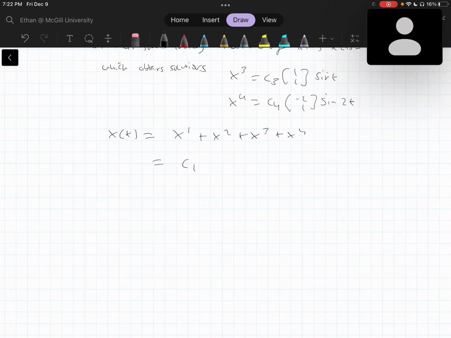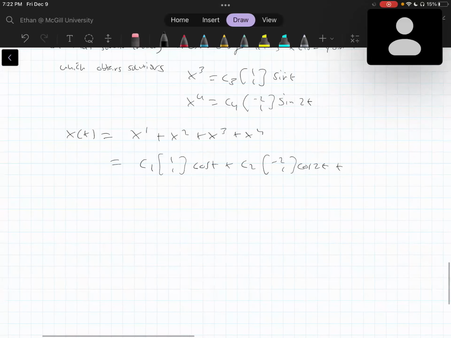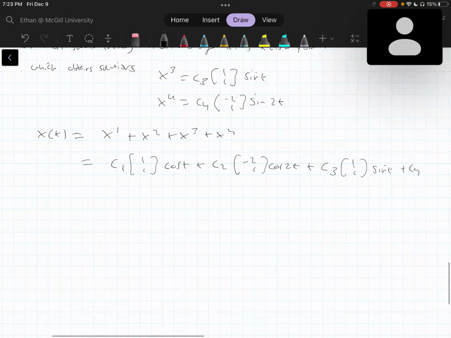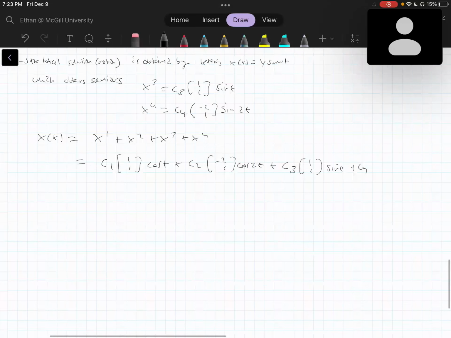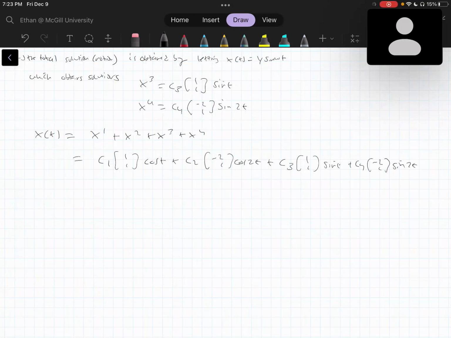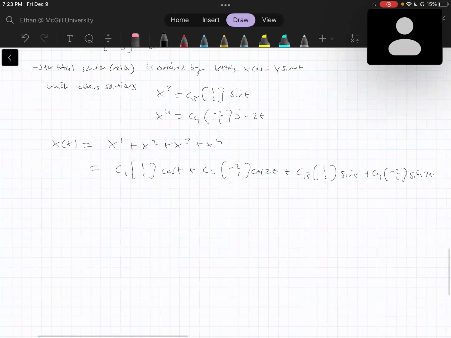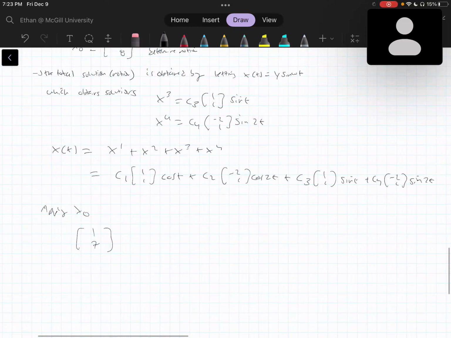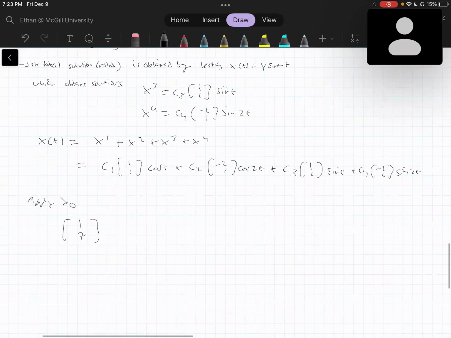Writing that out properly, we're going to get C1 (1, 1) cos t plus C2 (2, 1) cos 2t plus C3 (1, 1) sine t plus C4 (2, 1) sine 2t. Now we apply the initial displacement. We're going to get (1, 7), x naught, obviously when t is equal to 0. So all the sine terms disappear. That's just going to be equal to C1 (1, 1).